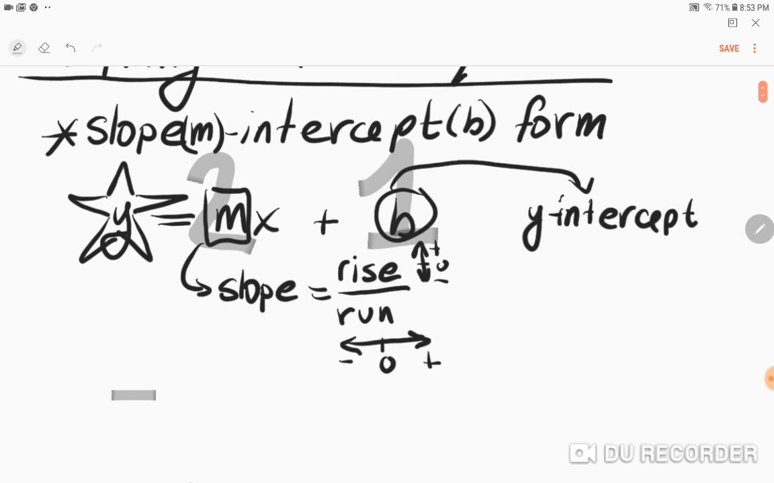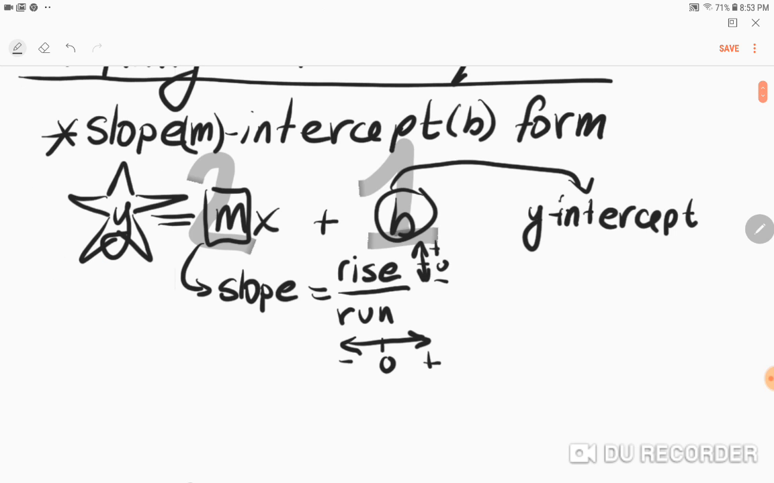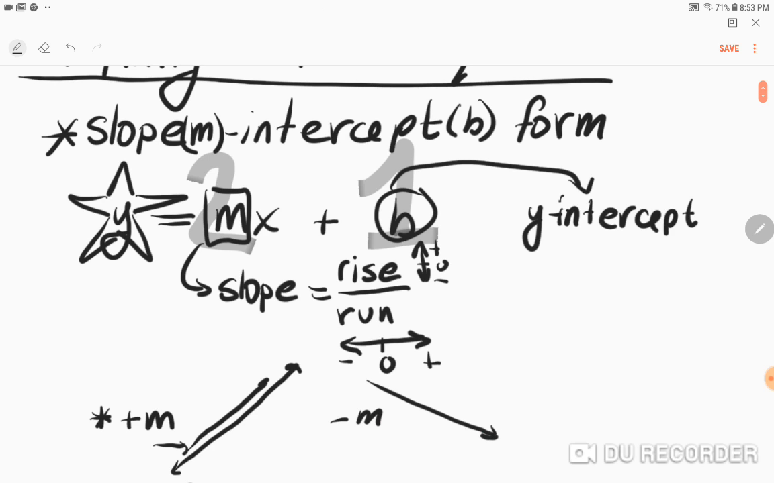If you have a positive slope, it means the line is moving up. As you move from the left to the right, you keep moving up. If that's the case, it's a positive slope. What about a negative slope? Negative slope means as you move from left to right, you keep moving down. So that's a negative slope.